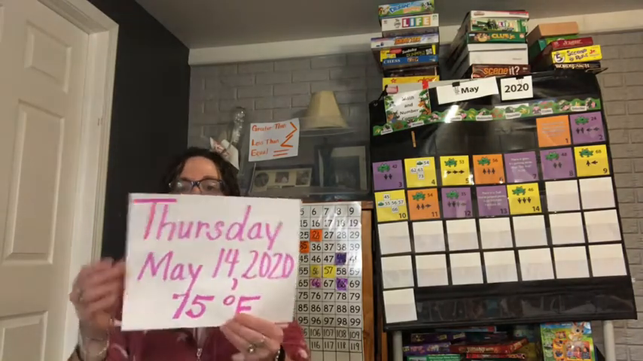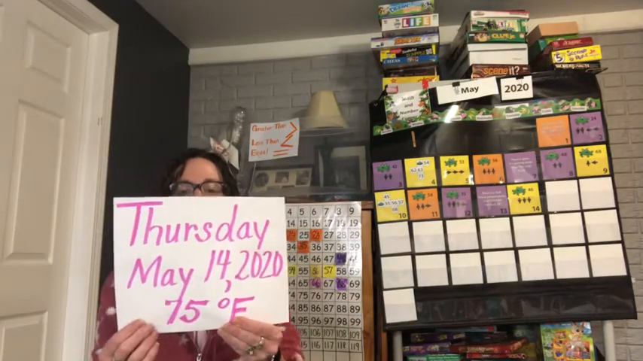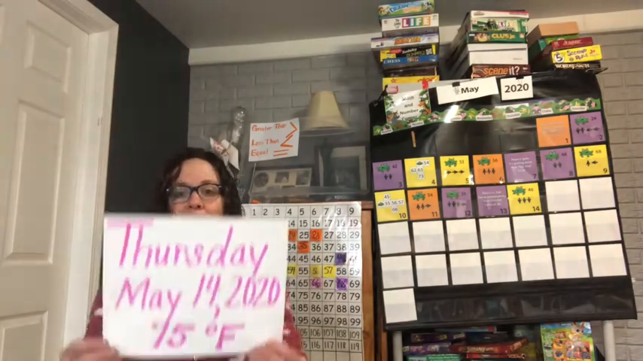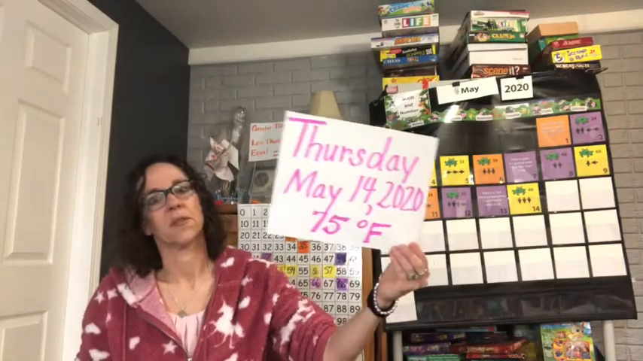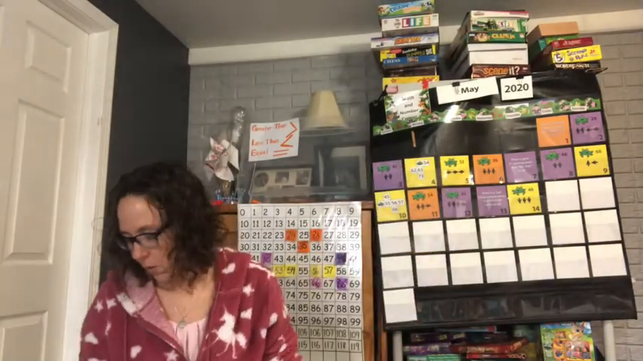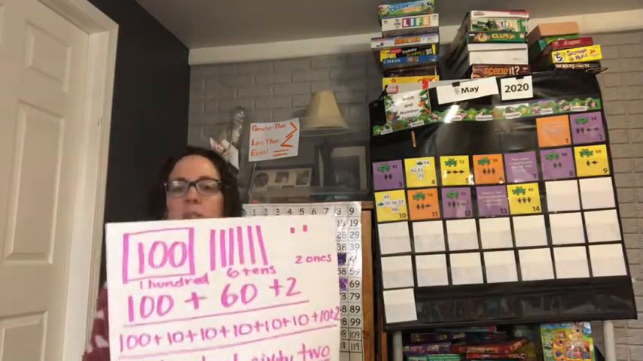Today is Thursday, May 14th, 2020. Can you say it with me? Today is Thursday, May 14th, 2020. Good morning. And the temperature today is going to be 75 degrees Fahrenheit. It does say that it's supposed to rain, so hopefully it'll be nice enough that we can still go outside and enjoy the weather.